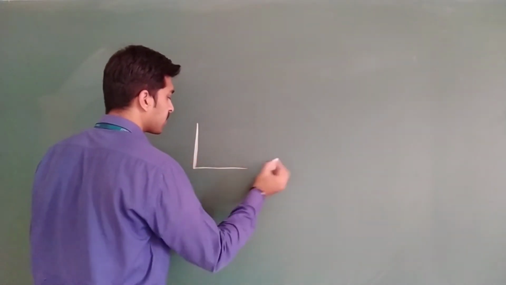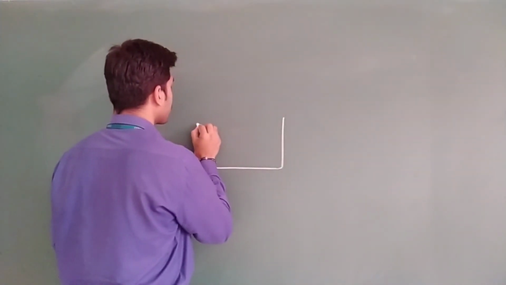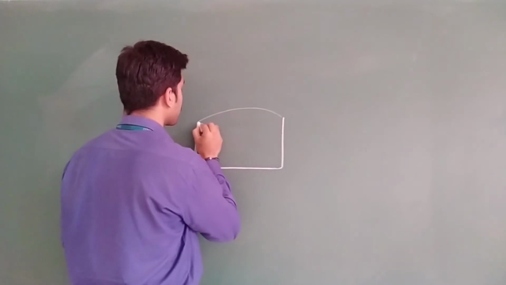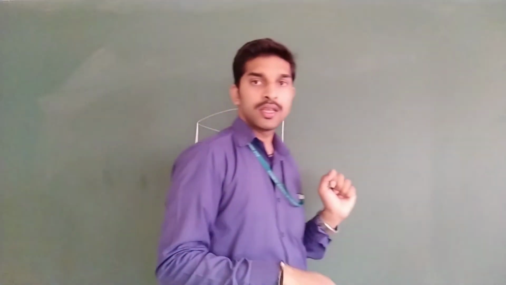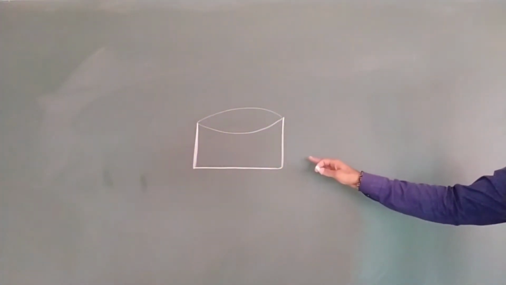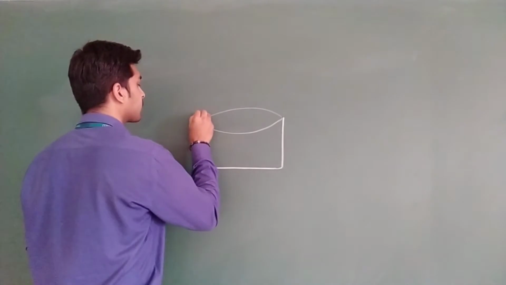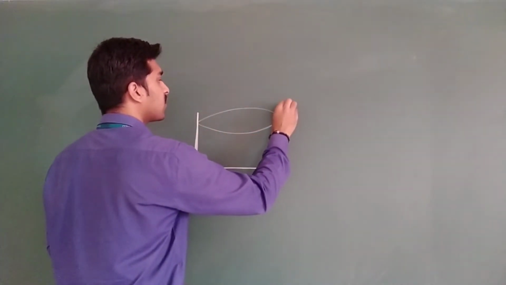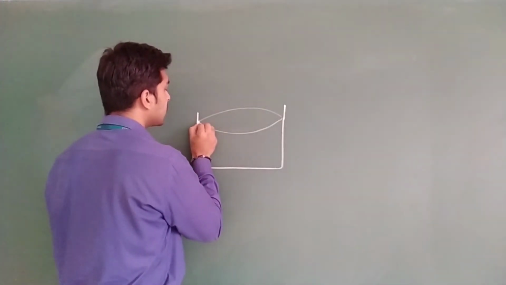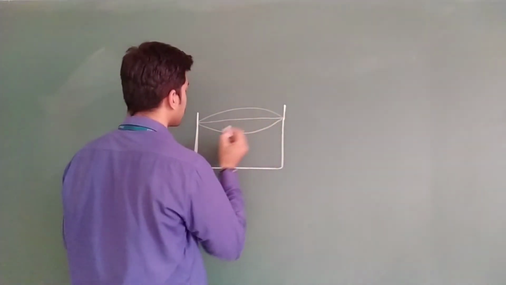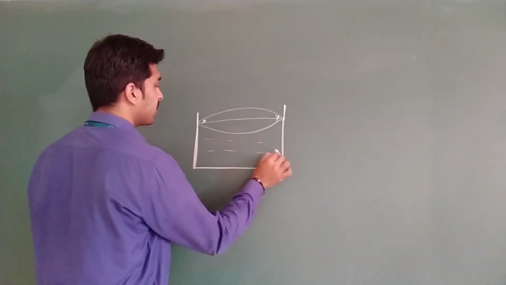Next, here we are going to consider a vessel. This complete vessel is filled with what? Liquid. Let us take it a little above. That means this will act as what? Free surface. And on this free surface we are imagining a line, which we are going to name X and Y. Below it completely we have liquid.